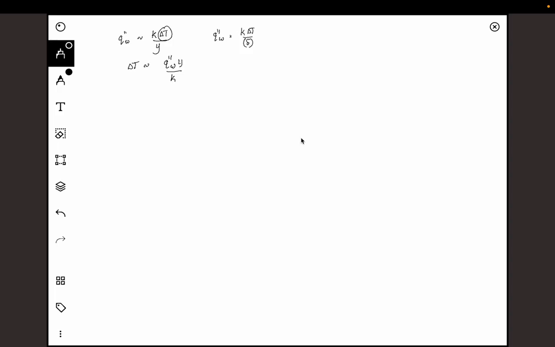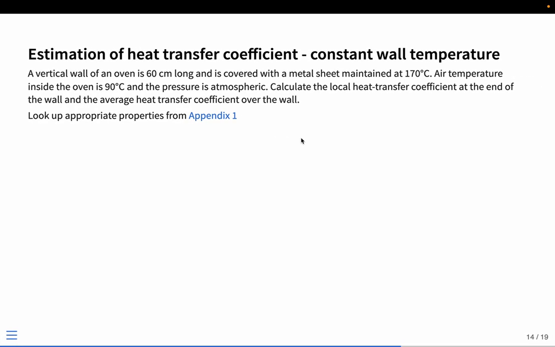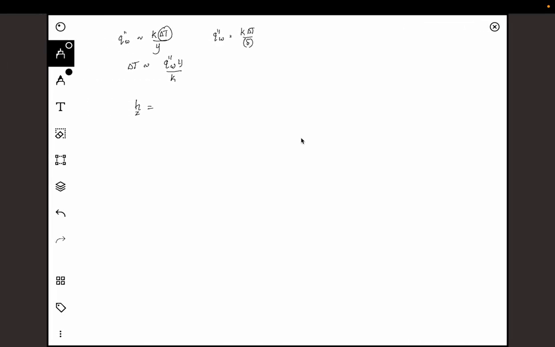So all we are asked to find is the value of h. In order to do that, first we need to know the Nusselt number. Once you know the Nusselt number, that would be straightforward. So you have Nusselt number given by hx by k, and from this you can calculate the local heat transfer coefficient. And in order to calculate Nusselt number, you need to know Rayleigh number, for which you need to know all the properties: alpha, nu, and beta.